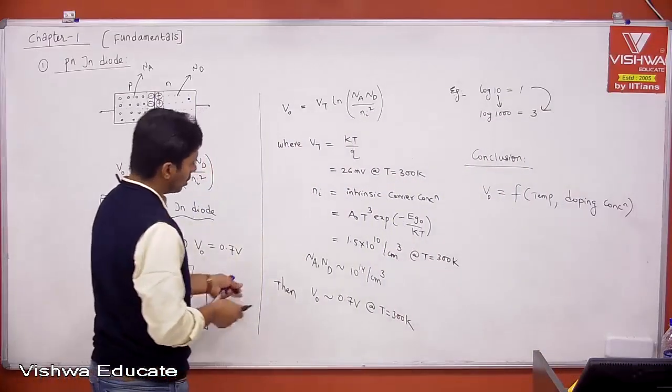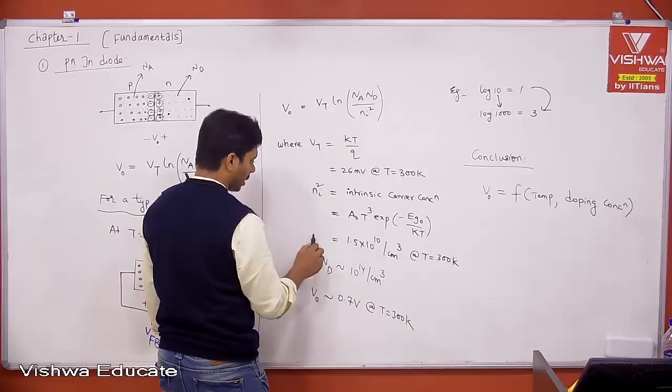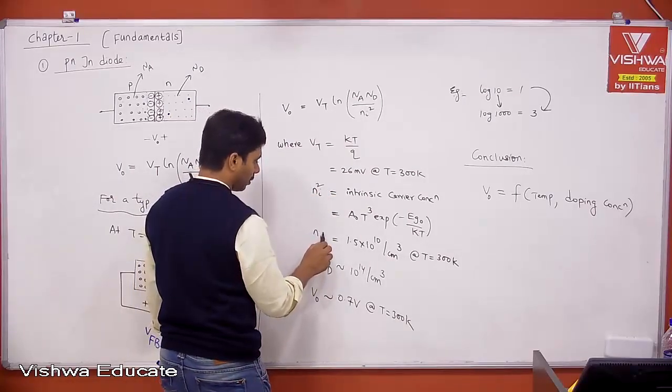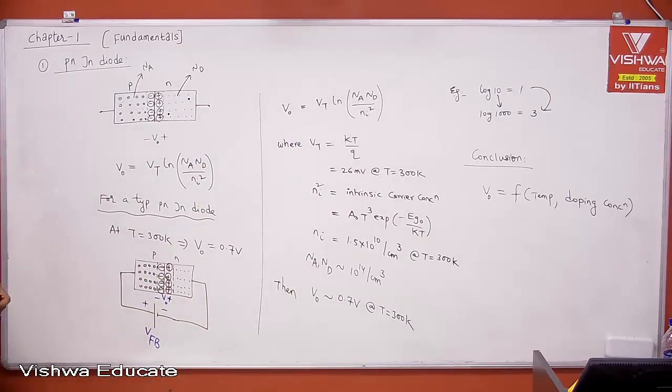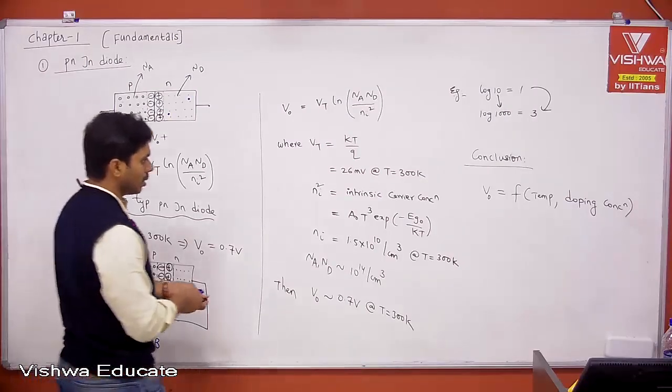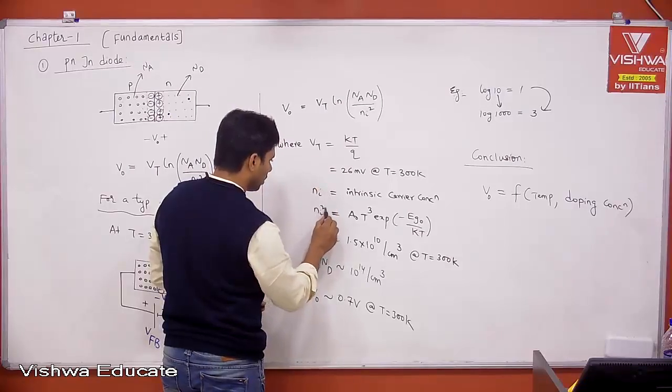Small correction: this is Ni square, equal to this value, but this is the Ni value. Ni is nothing but the intrinsic carrier concentration, but this is Ni square.